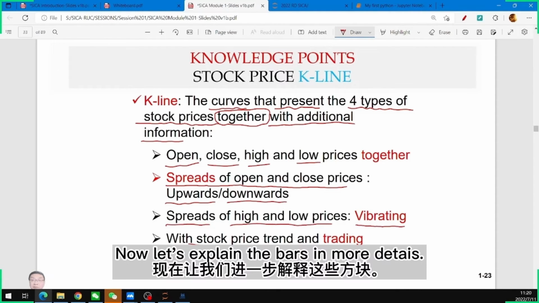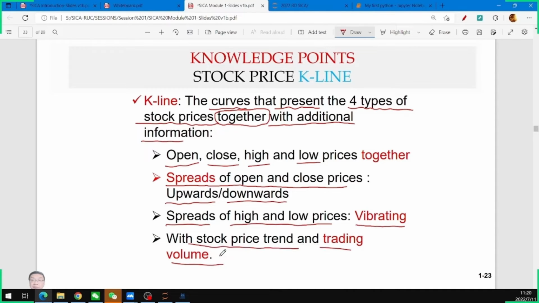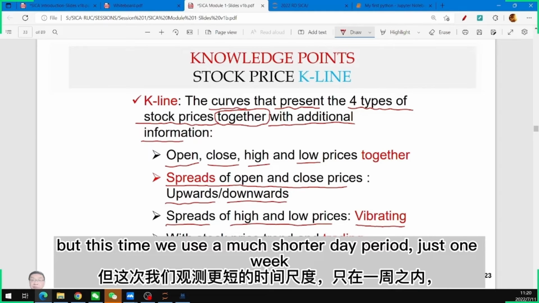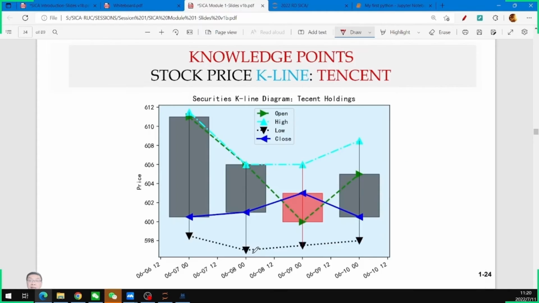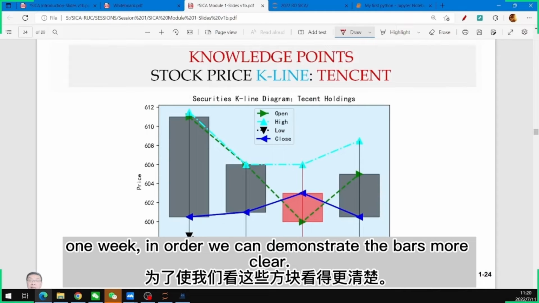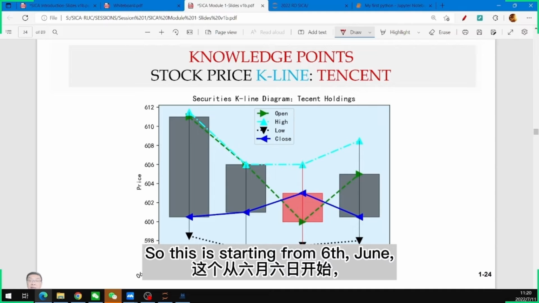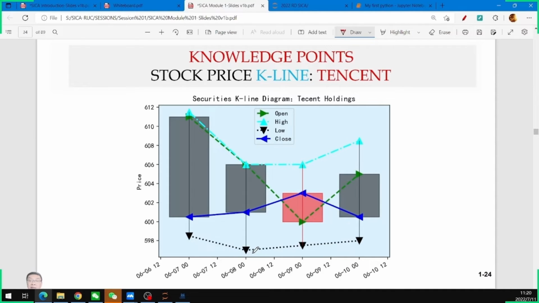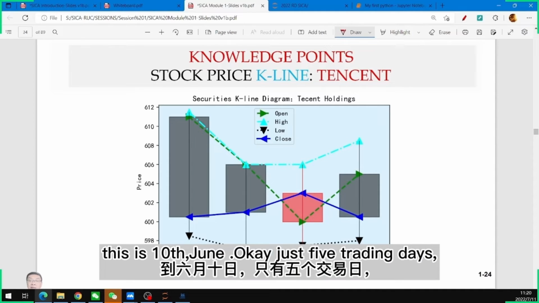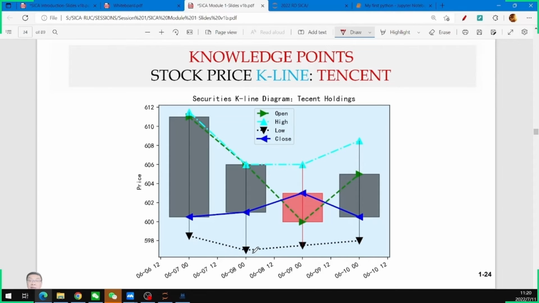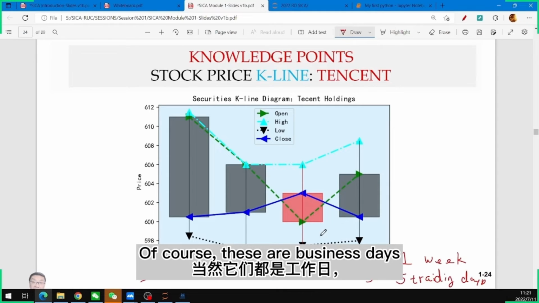Now let's explain the bars in more detail. We still use Tengxun stock, but this time we use a much shorter date period, just 1 week, so we can demonstrate the bars more clearly. Okay, this is starting from June the 6th. This is June the 10th. Just 5 trading days. Of course, these are business days.